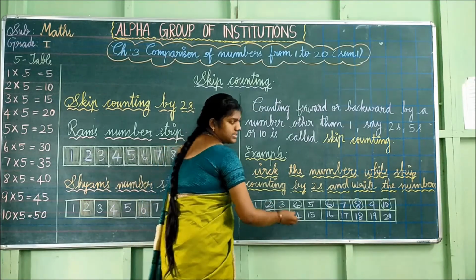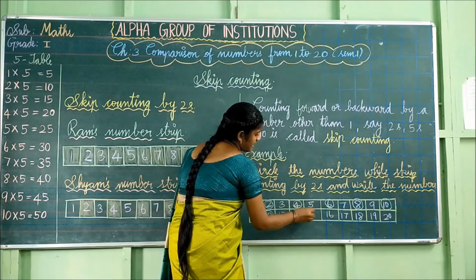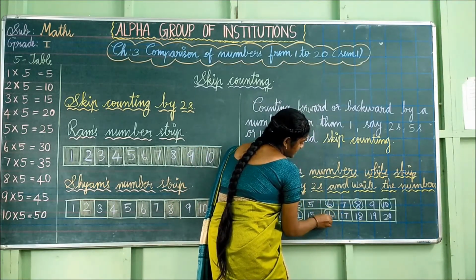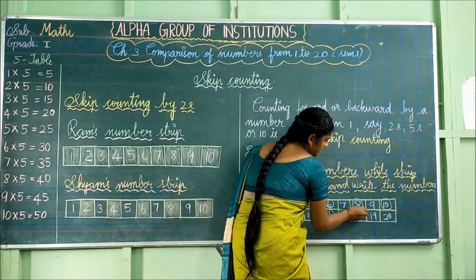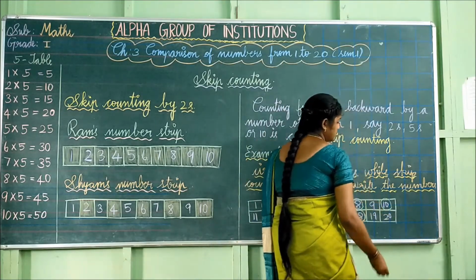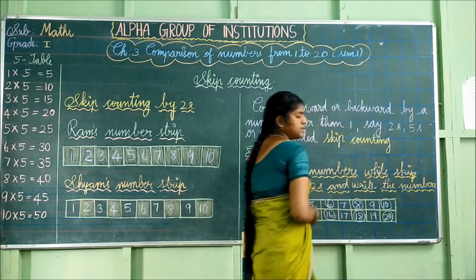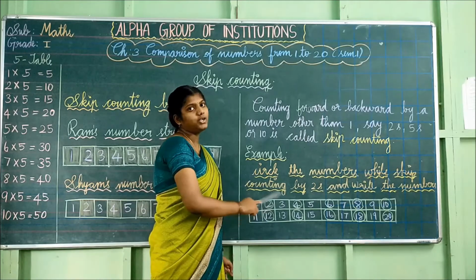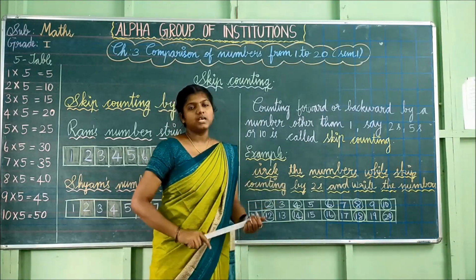Then this is 1, this is 2. So I am going to circle number 14. And this is 1, this is 2. So I am going to circle number 16. And this is 1, this is 2. So I am going to circle number 18. And this is 1 and this is 2. So I am going to circle number 20. So see, children, here we have skip counted by twos. First one we left and second one we circled.